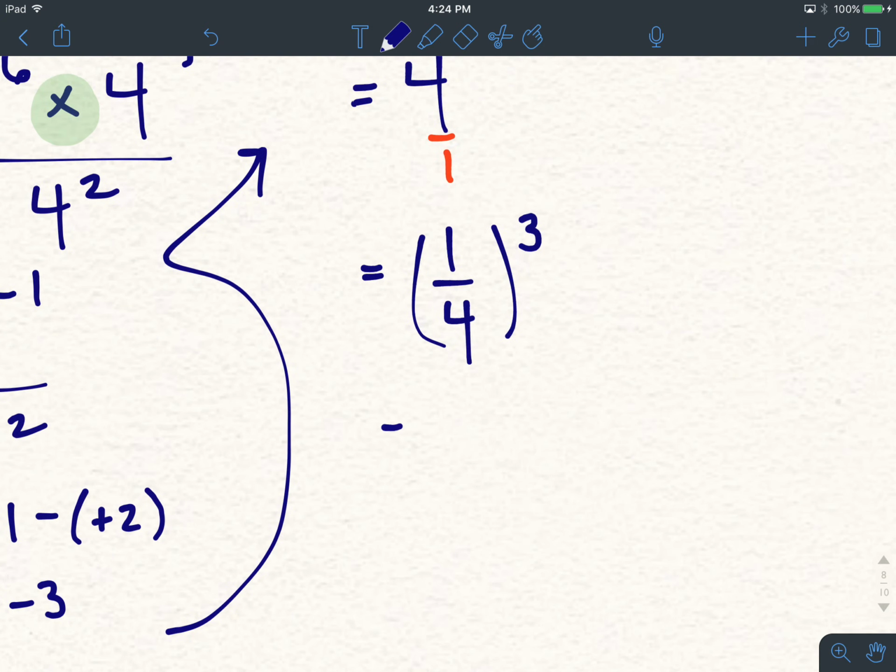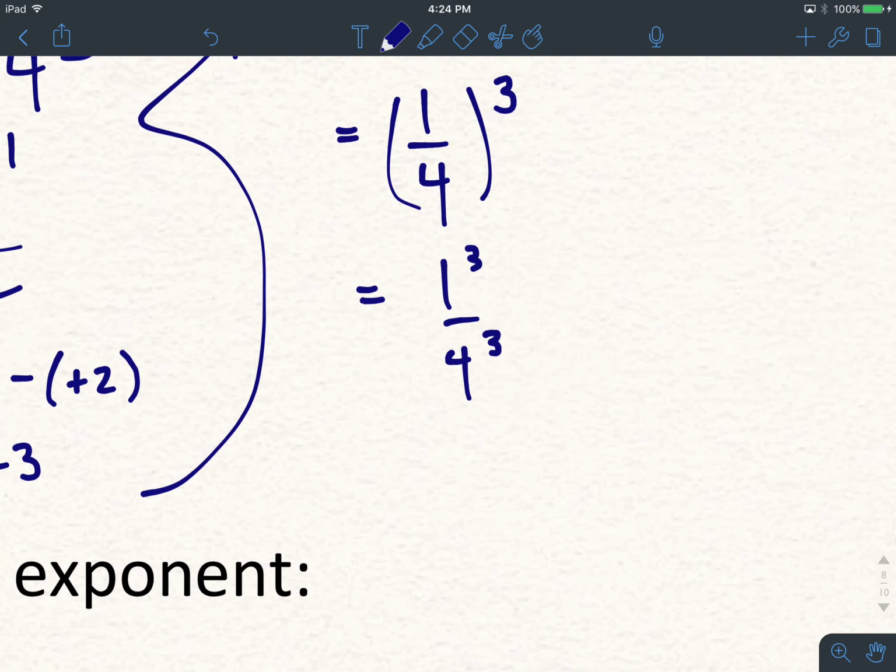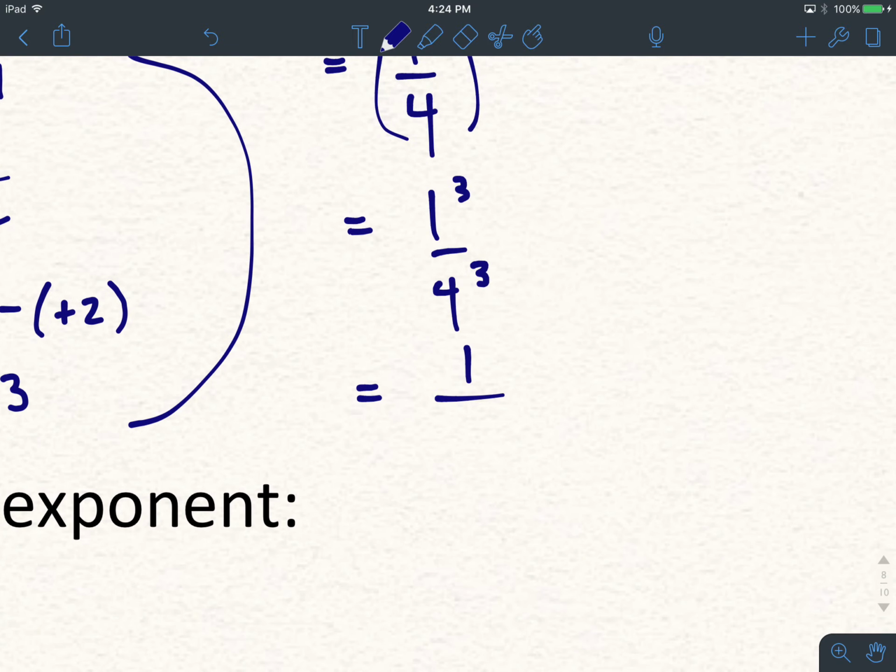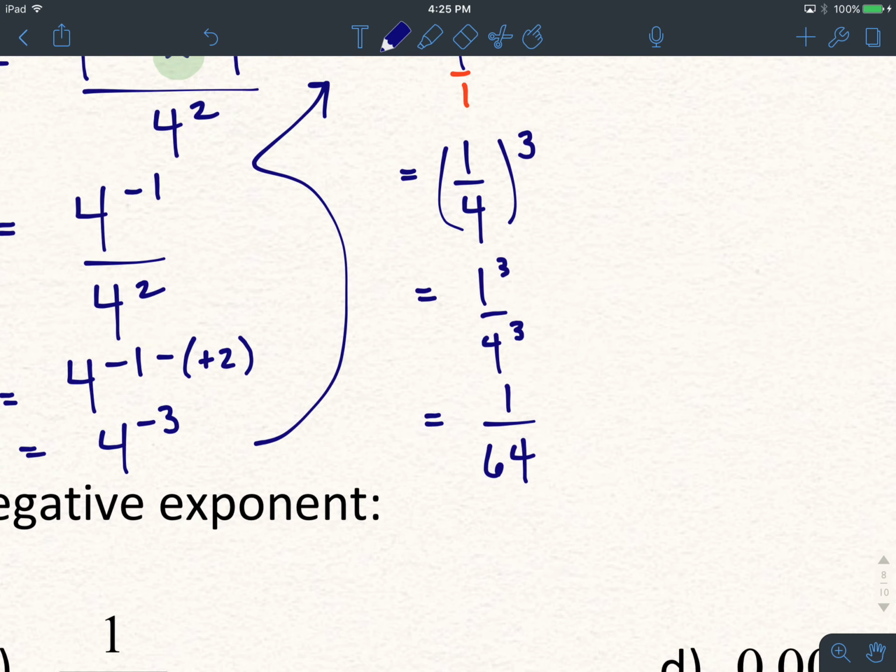And when we evaluate that, that's 1 cubed over 4 cubed, and that's going to give us 1 times 1 times 1, which is 1, and 4 times 4, which is 16, times 4 is 64. So there we have our third example.